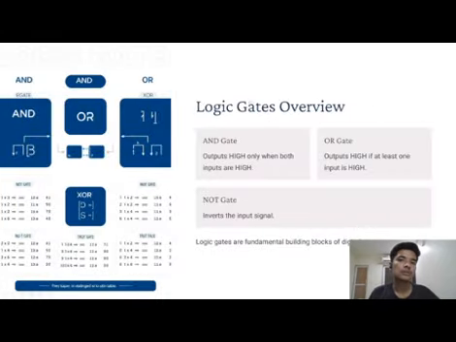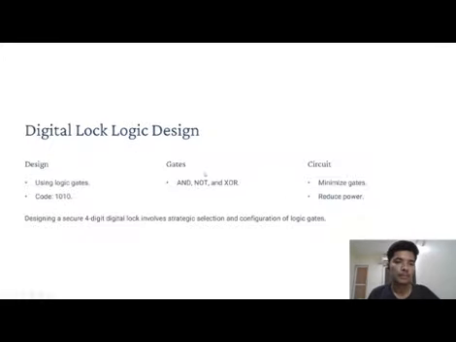So the first is logic gates overview. We have different types of logic gates like AND, NAND, or inverter, which is like a NOT gate. Basically, an AND gate means if both inputs are high, then the output is high. With an OR gate, if one of the inputs is high, then the output is high. And a NOT gate basically inverts the input signal. So logic gates are fundamental building blocks of digital circuits. Whatever digital circuit you build, these blocks are very fundamental, basic units.